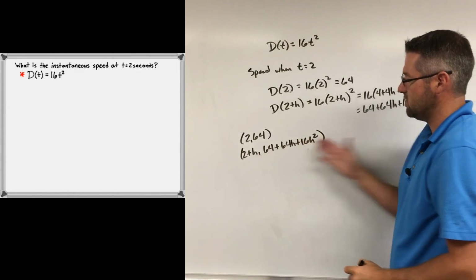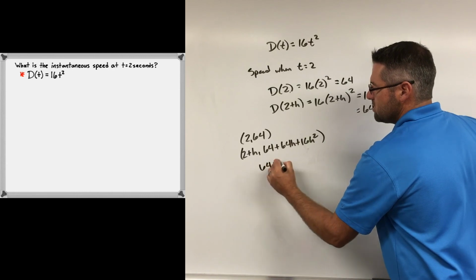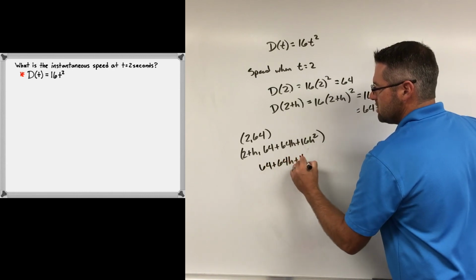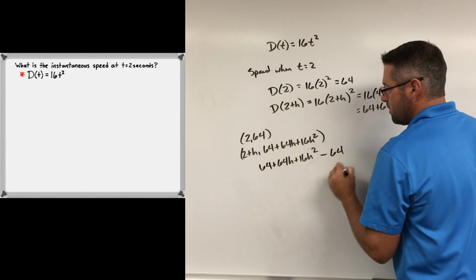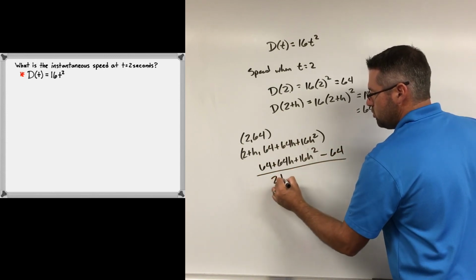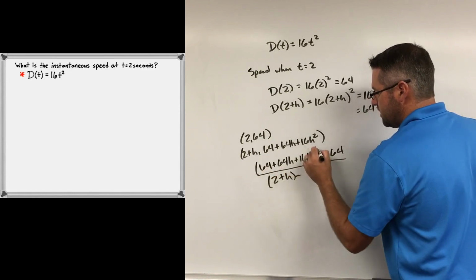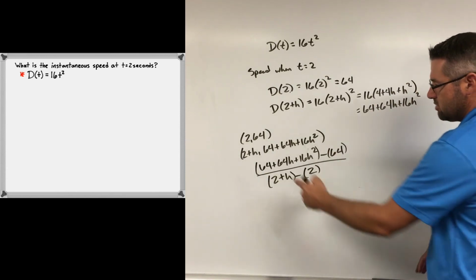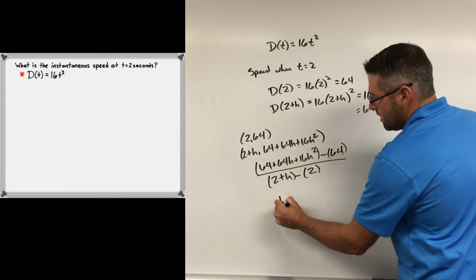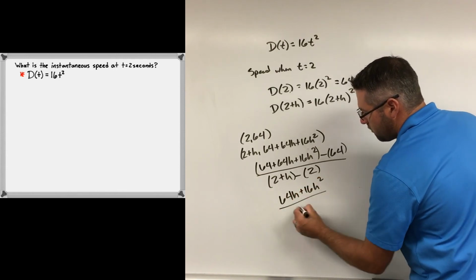And then we just plug those into the slope formula. So it would be y2, 64 plus 64h plus 16h squared, minus y1, so minus 64, all over 2 plus h minus 2. And I'll put parentheses around this just so that we don't mix anything up. And then we'll simplify that from there. 64 minus 64 cancels out. You're left with 64h plus 16h squared all over h.